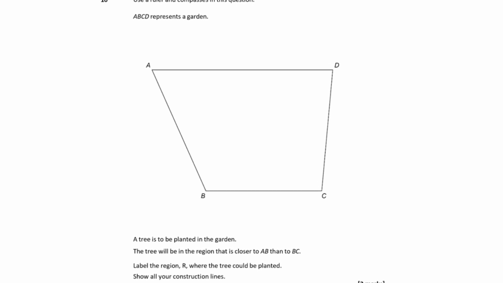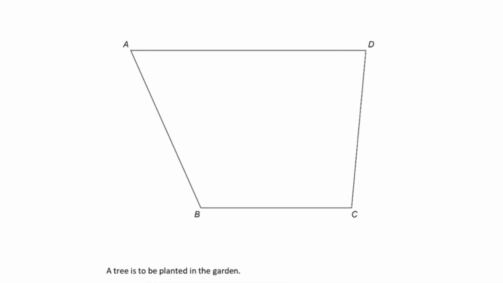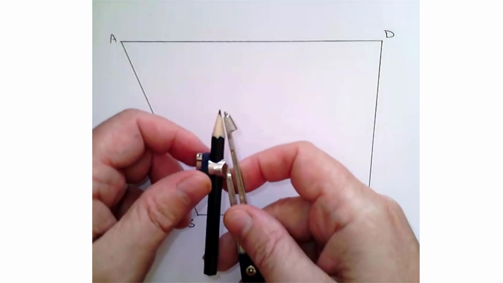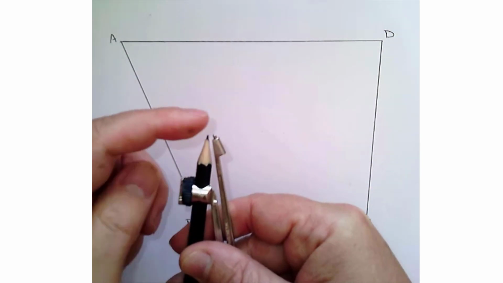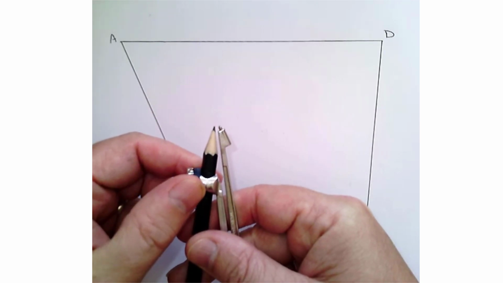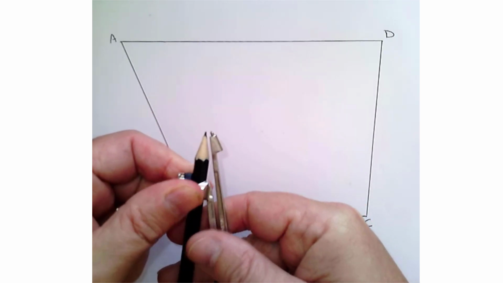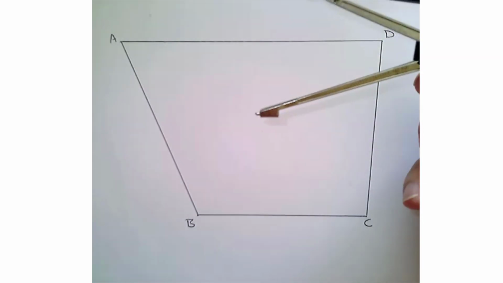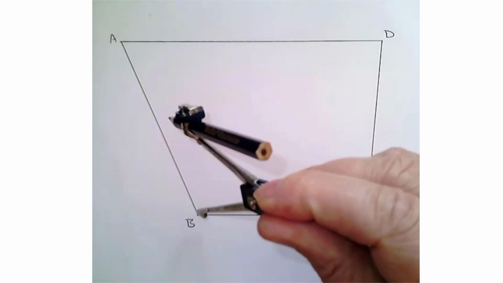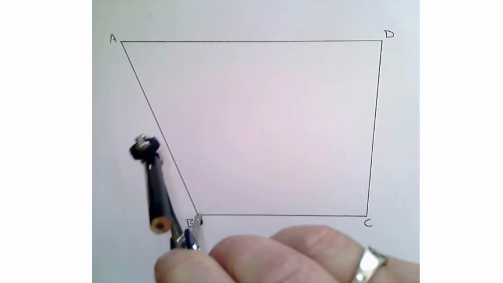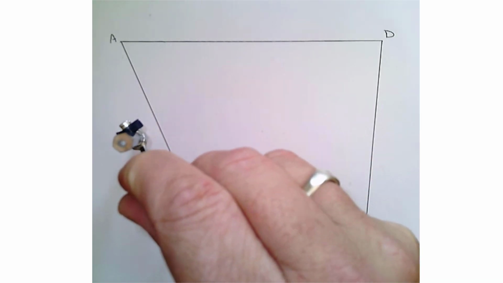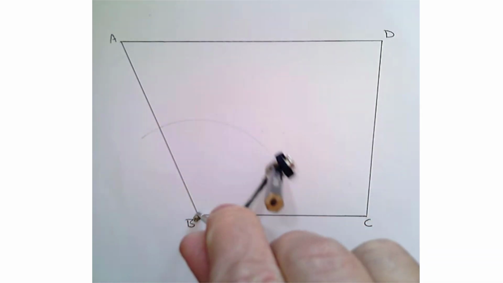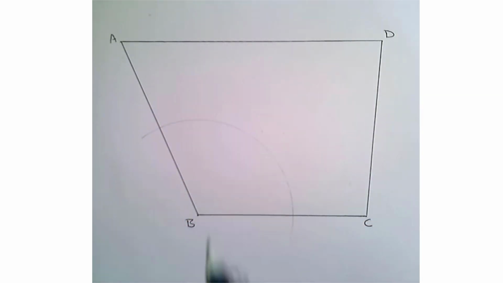Okay, so first off with construction questions like this, we're going to use a pair of compasses. When you're setting up your pair of compasses, make sure you've got a nice short pencil and that your pencil tip and the tip of the compass are in the same place. Now the locus of points that is equidistant from two lines AB and BC is an angle bisector.